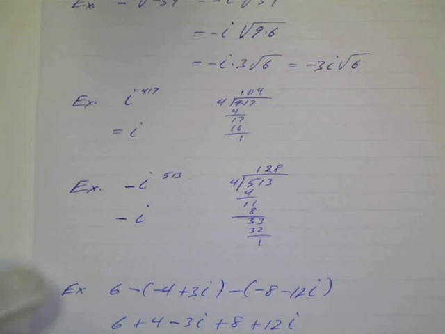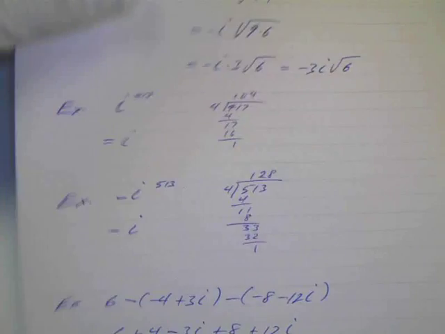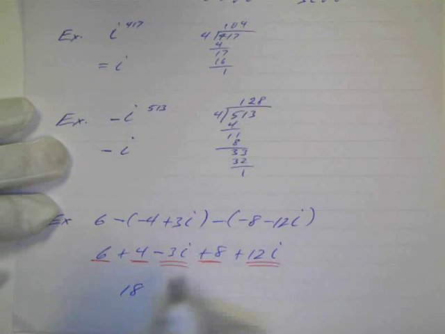So my numerical terms would be 6 plus 4 plus 8. So if I add that, 6 plus 4 plus 8, that's 18. And my i terms, I have 12 minus 3. So 12i minus 3i is just 9i. There we go. So 12i minus 3i is just positive 9i.